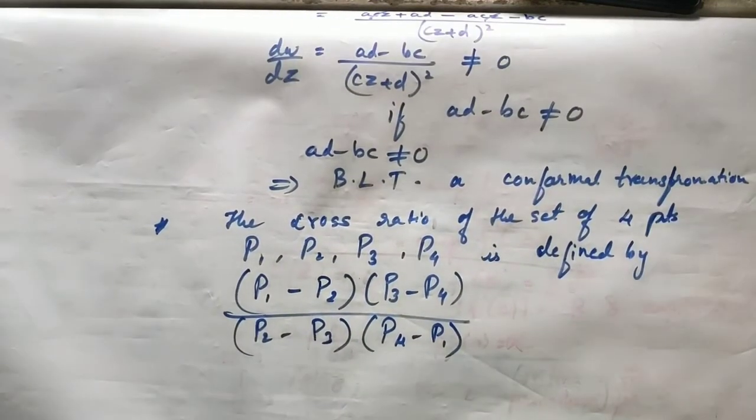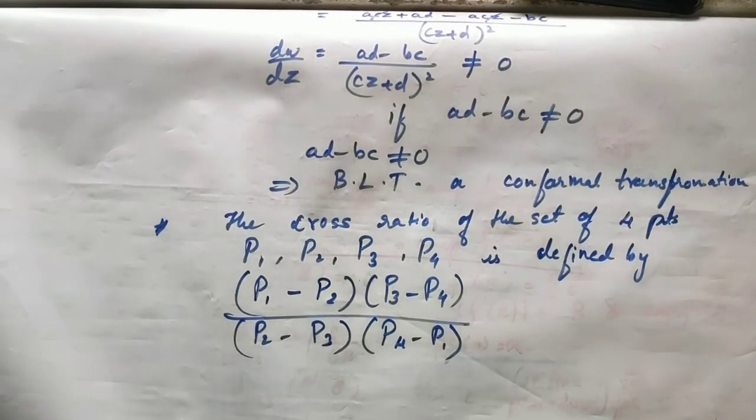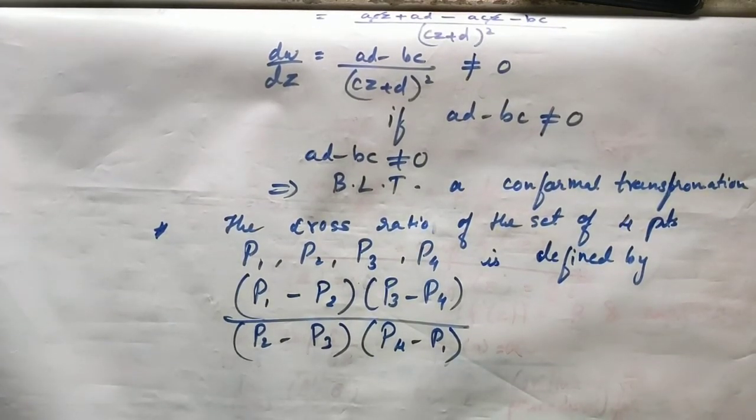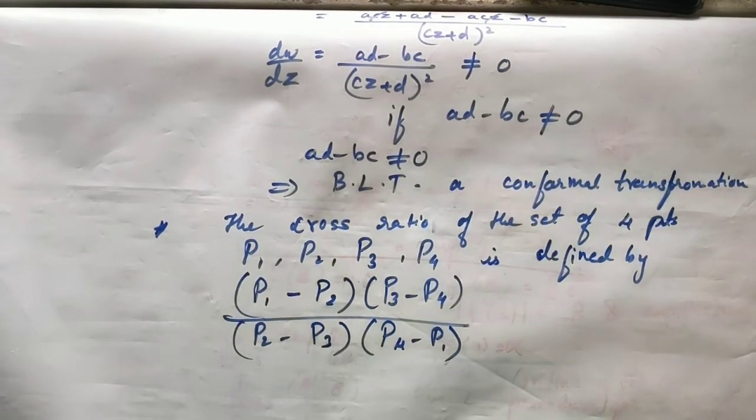See, the cross ratio of the set of 4 points is defined to be, this is one important point that you need to remember, the cross ratio. It is called the cross ratio of a set of 4 points. There will be a set of 4 points given to you. How do you take their cross ratios?